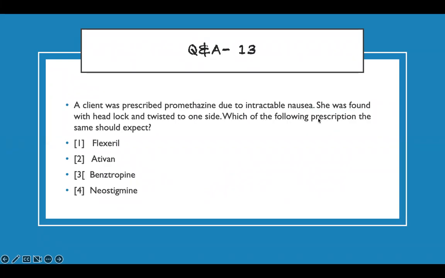Another one. Which of the following prescriptions should the nurse expect? So I'm looking for expected finding. A client was prescribed promethazine, an antiemetic, due to intractable nausea. She was found to have head locked and twisted to one side. So what do I expect? Somebody on promethazine, that's Phenergan, an antiemetic, now has the head locked and twisted to one side. This is torticollis, an example of TD. So the patient has developed tardive dyskinesia.